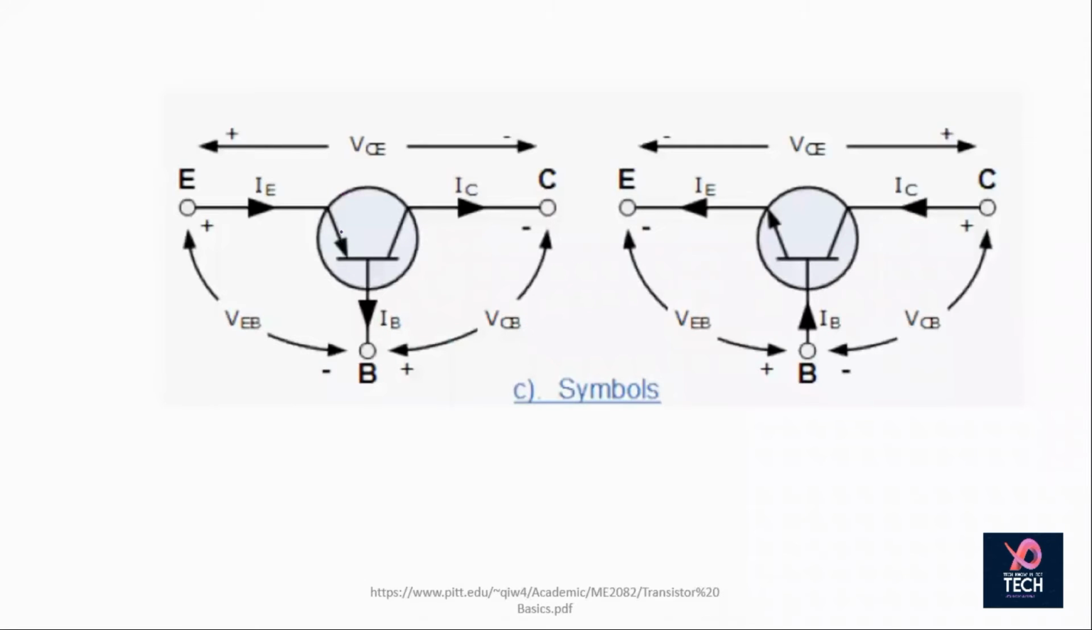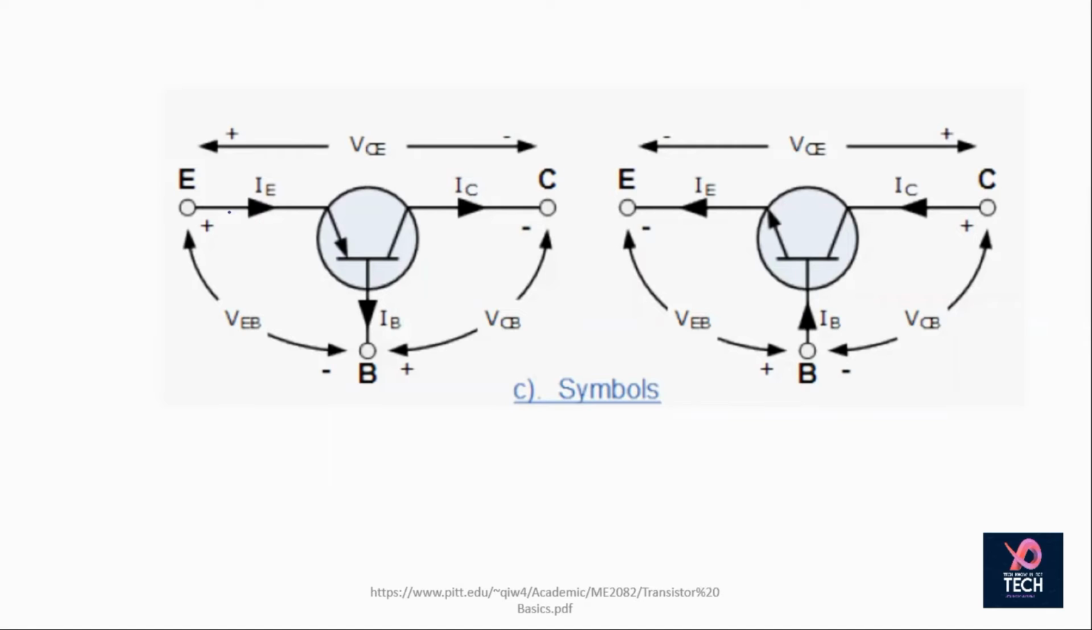So these are the symbols for your transistors. You can see that you have three terminals: emitter, base, and collector. Emitter current is there, base current is there, and collector current is there. Now, this arrow will tell you what kind of transistor this is.